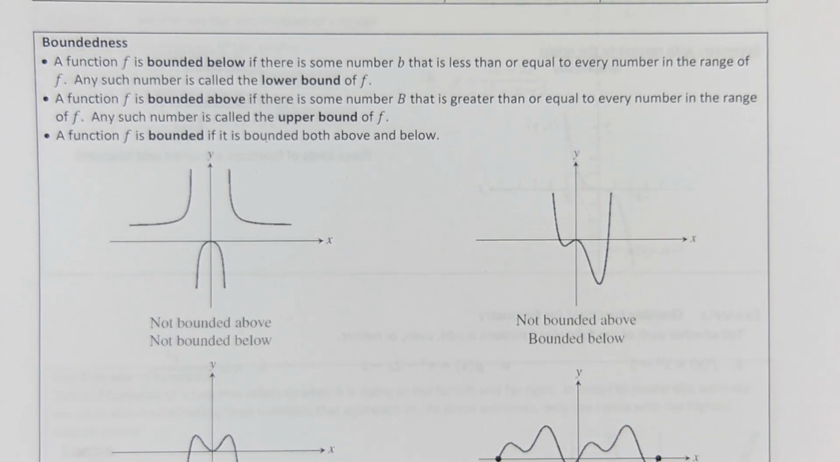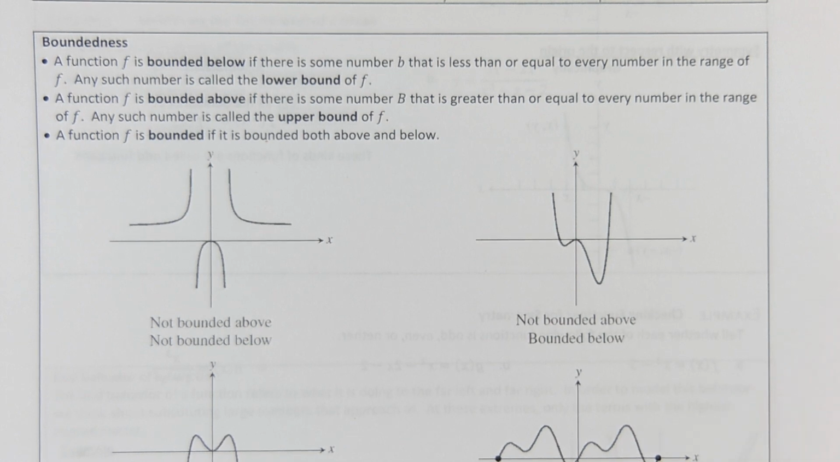We're going to continue our 1.2 journey. Unfortunately, not finishing it today, but we got to do what we got to do. There are a lot of properties of graphs of functions that we have to discuss. Today, the first thing we're going to talk about is boundedness.